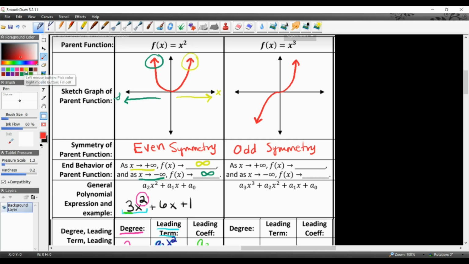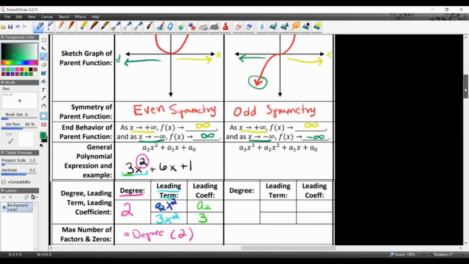Just like the one before, we're going to find the end behavior. So again, as x is approaching positive infinity, so as we're going to the right here, it looks like my graph is going up to infinity. As we are going to the left, so as x is approaching negative infinity, our graph is falling. So it's going to negative infinity. So a little bit different than the first one.